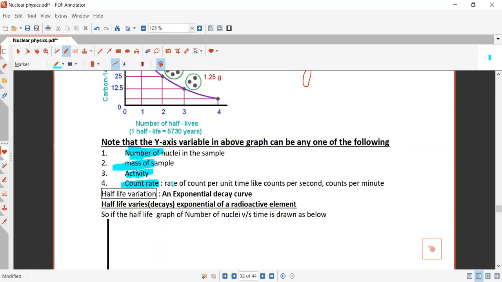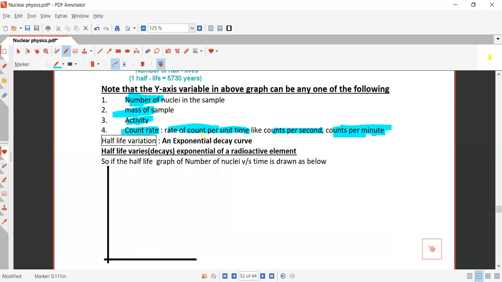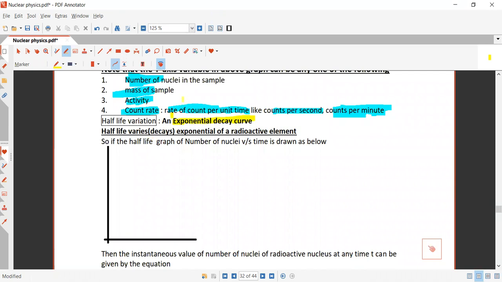What is a count rate? It is the rate of counts per unit time, like counts per second or counts per minute, right? Okay, half-life variation is definitely going to be an exponential decay curve. So if we have, let's say, the number of nuclei versus time graph, it's going to look like this, with number of nuclei here and time here. The graph is going to look like this exponential decay curve.